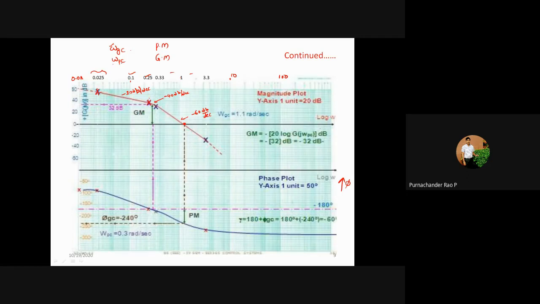And the phase crossover frequency is where the phase plot is crossing the minus 180 degrees line. So here this is minus 150 and minus 200, and in between is your minus 180 degrees line. Wherever it crosses the minus 180 degrees line, that particular frequency is called omega pc. Here this value is 0.3 radians per second, just observe here. Okay, this is 0.3.